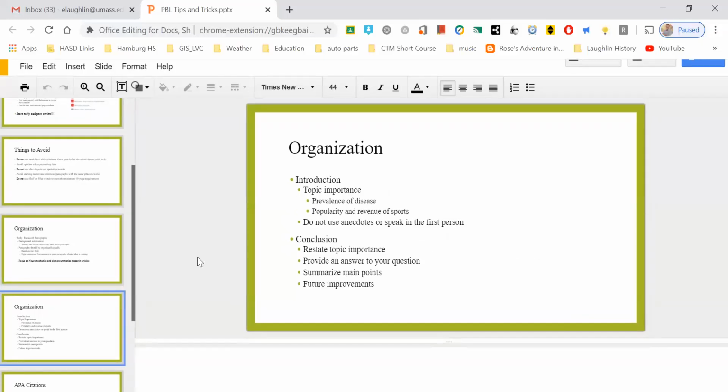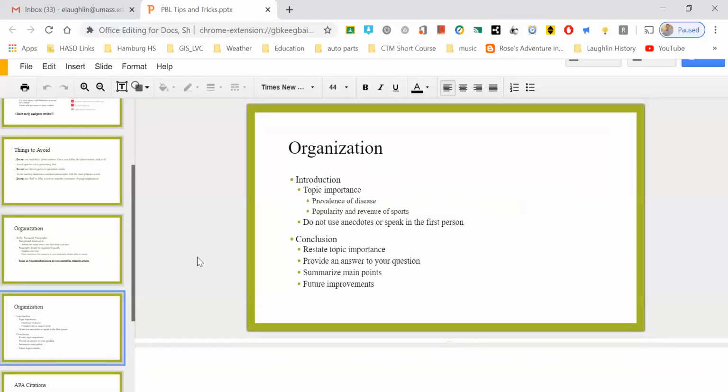So with the organization of the introduction and conclusion, I want to mention that the introduction should include the topic importance, and this could be like the prevalence of a disease or prevalence of an injury or the popularity and revenue of a certain sport that you will be talking about in your paper.